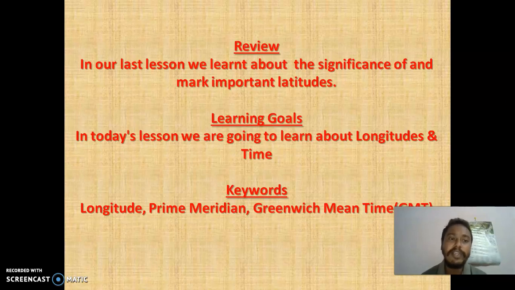Today's learning goal is that in this lesson, we are going to learn about longitudes and time, and the keywords that we're going to learn are longitude, prime meridian, and Greenwich Mean Time, which is known as GMT.